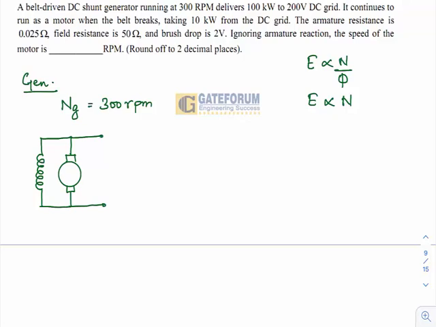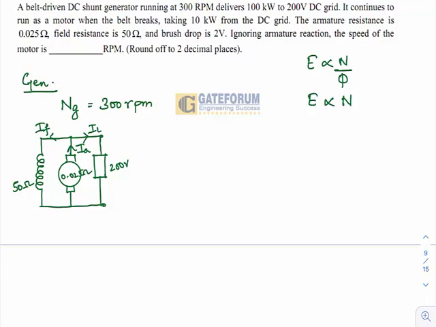Okay, the load is given to you. It is delivering the power to a 200 volt DC grid, right? This is 200 volt. This is your line current. This is your armature current, because it is a generator, so it will deliver the armature current. And this is your field current, and the field resistance is already given to you, that is 50 ohm, and the armature resistance is 0.025 ohm.